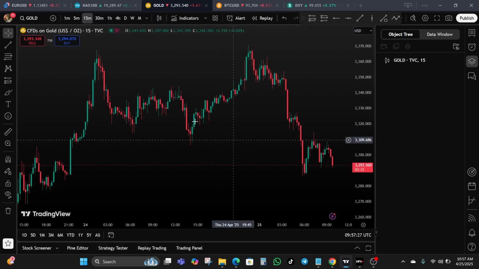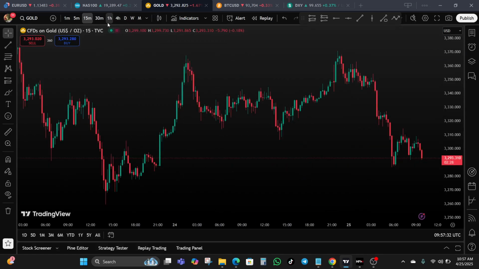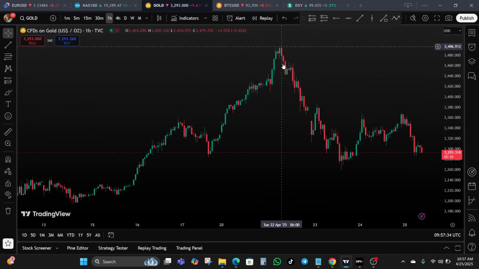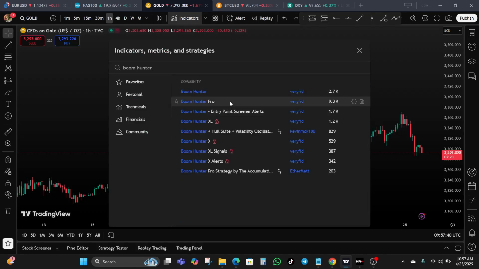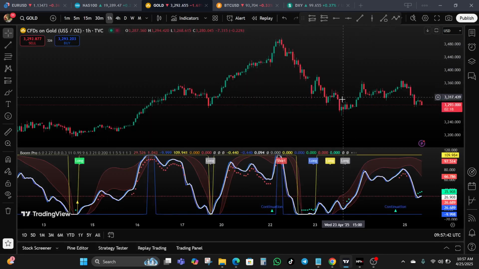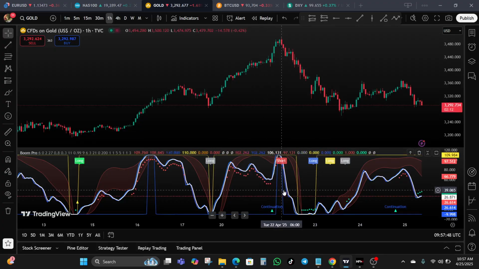Let us just go to gold. Let us add this indicator to the gold chart and use it here. So basically, we have the areas based on statistical behavior, not random guesses.